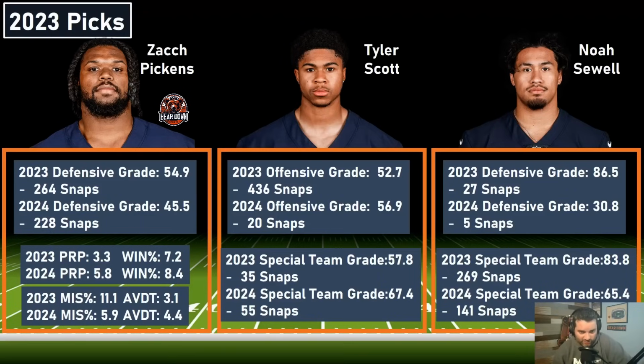Zach Pickens is not showing any of those things. He's headed down the wrong path for me. In 2023, his pressure rate, this is the PRP, was 3.3, so he did improve in his pressures, and his win rate improved, so he did show improvement in year 2. But on his tackling, he did improve on his missed tackles, but his depth of tackling, 4.4, is not good. That's how many yards someone gains before you tackle. So he might not be missing the tackles, but the depth of tackling got worse.